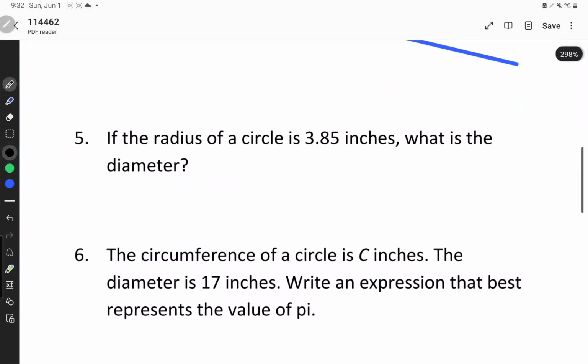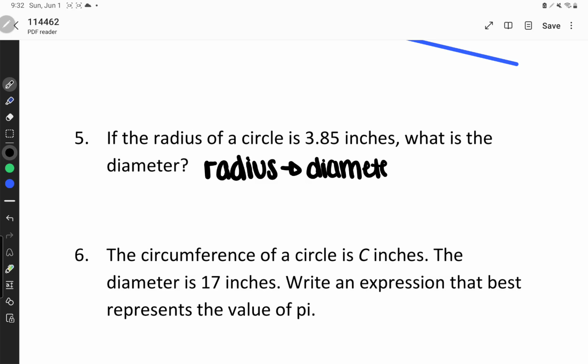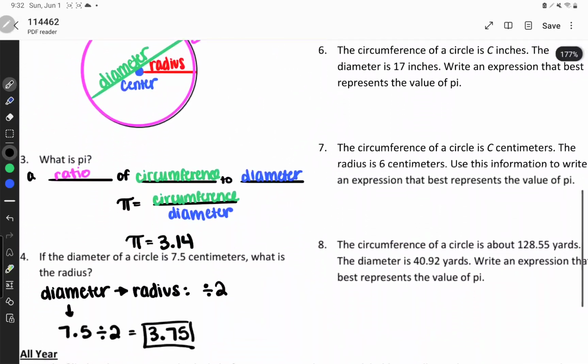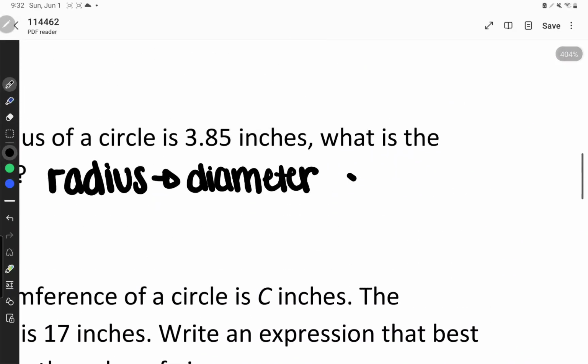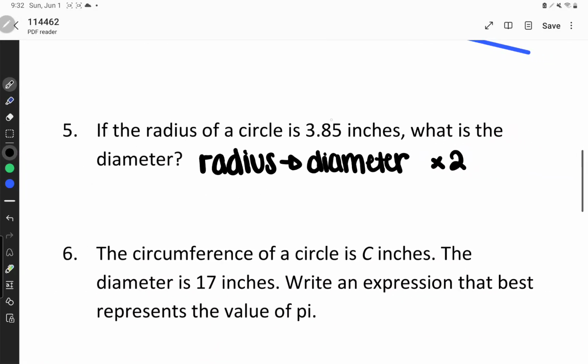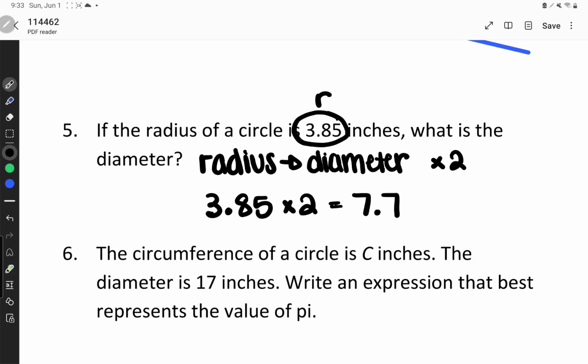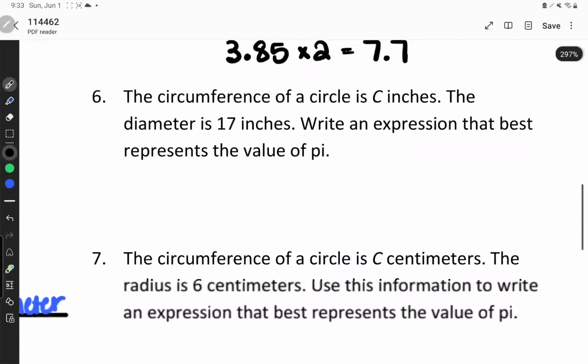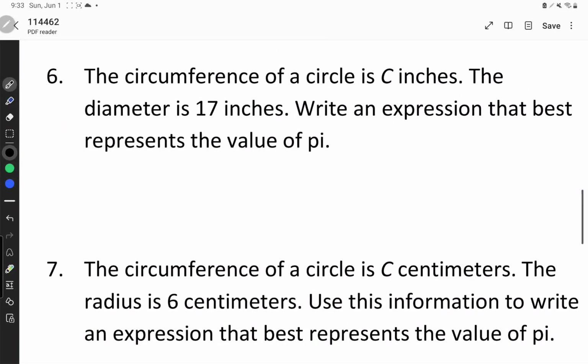All right, the next one says, if the radius of a circle is 3.85, what is the diameter? This time it's asking us to go from radius to diameter. How do I go from radius to diameter? In this case, I would multiply by 2. So I would take my radius, which is 3.85, and multiply it times 2 to get to my diameter. That's going to give me 7.7.